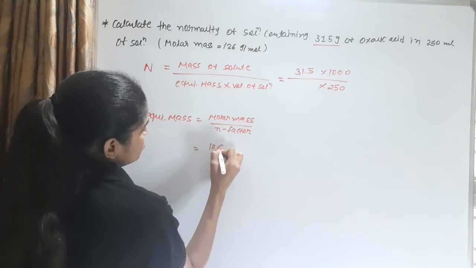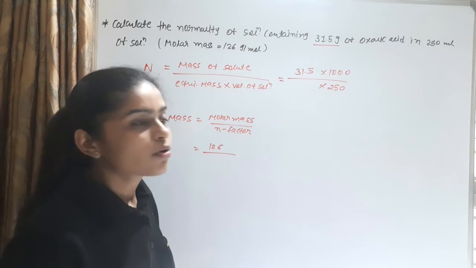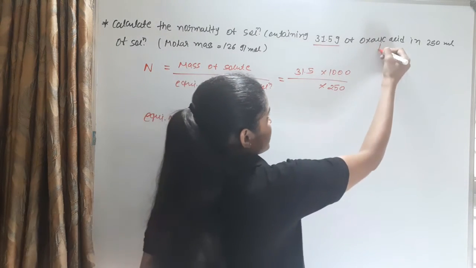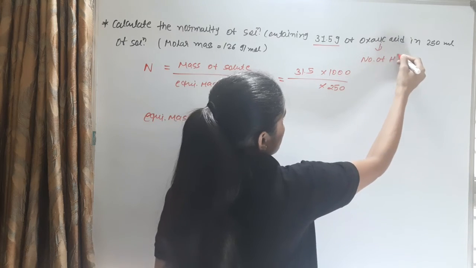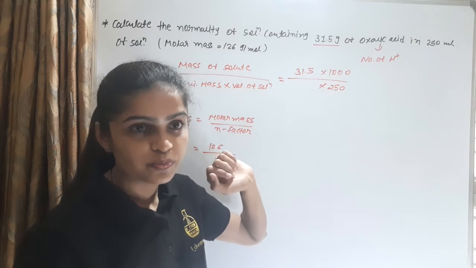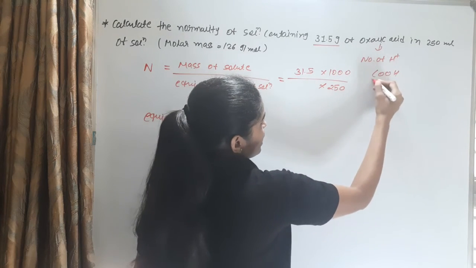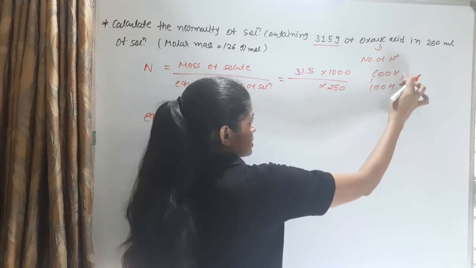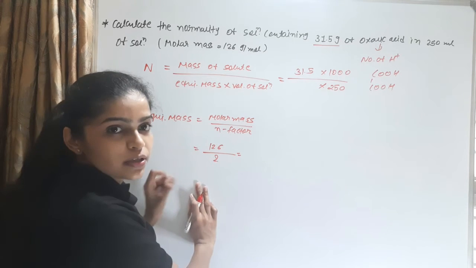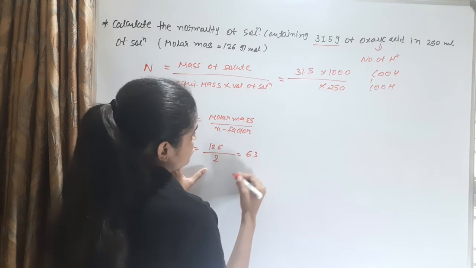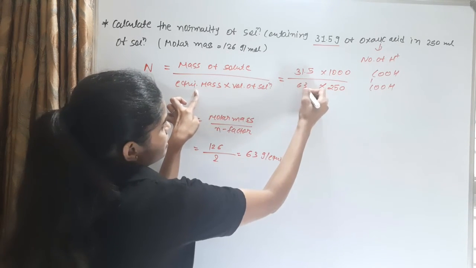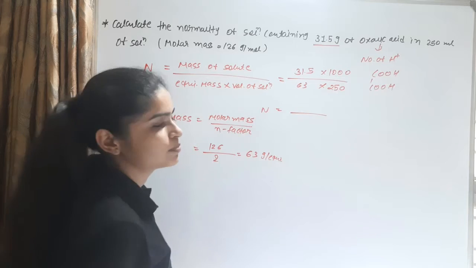Molar mass given value 126 and n factor. For the n factor, this is the acid, oxalic acid. For an acid, n factor is the number of H plus ions. Oxalic acid has two H plus ions, because it has COOH, COOH. So n factor is 2. So 126 divided by 2 is the answer, 63 gram per equivalent. So put this value 63 and find out the n value.